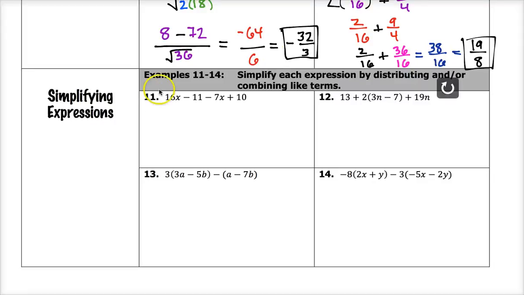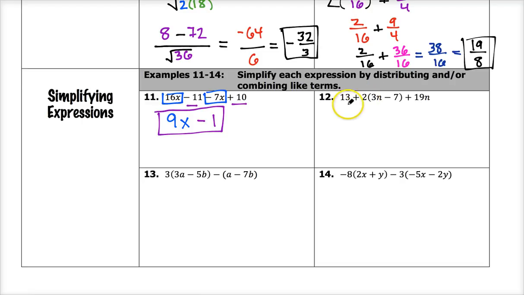So number 11, I can't distribute for number 11, but I can combine some like terms. I have a positive 16x and a negative 7x here. When you combine those, you get a positive 9x. And then negative 11 plus 10 is negative 1. So this expression simplifies to 9x minus 1.